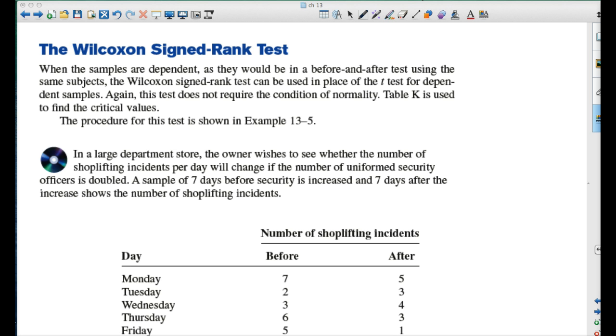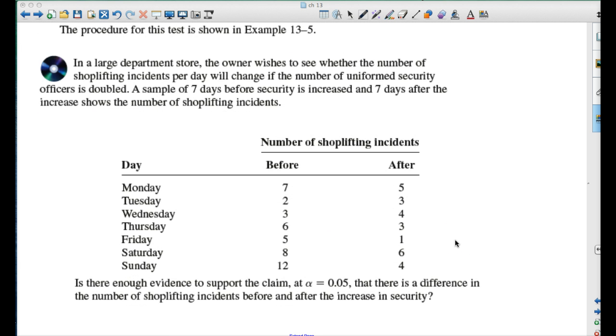So, let's look at an example. In a large department store, the owner wishes to see whether the number of shoplifting incidents per day will change if the number of uniformed security officers is doubled. A sample of 7 days before security is increased and 7 days after the increase shows the number of shoplifting incidents. Is there enough evidence to support the claim at alpha 0.05 that there is a difference in the number of shoplifting incidents before and after the increase in security? So we got 7 days, Monday, Tuesday, Wednesday, Thursday, and we've got the values here.